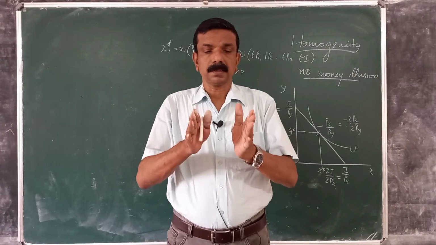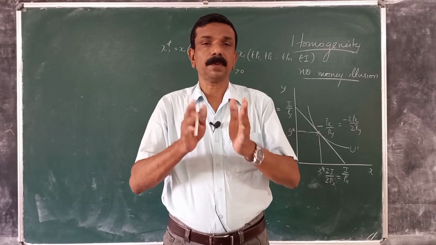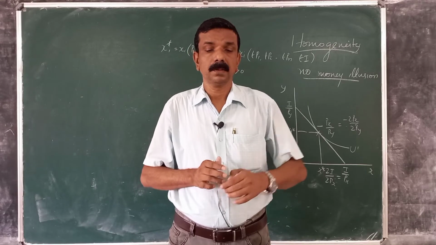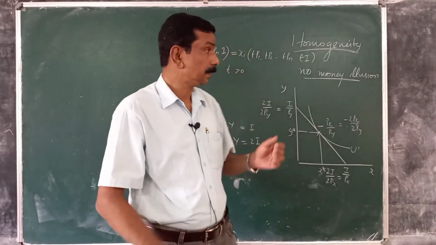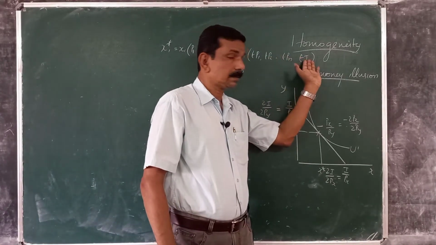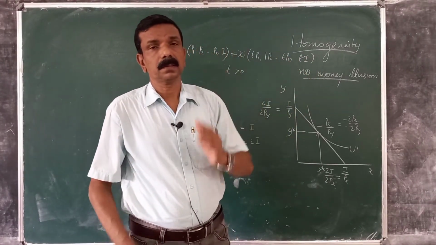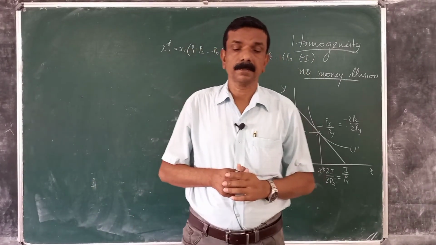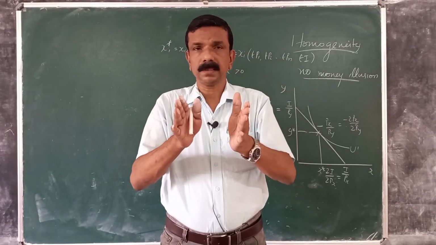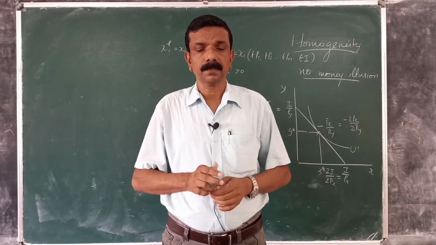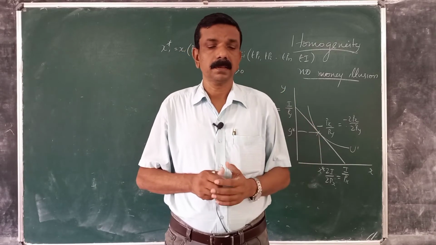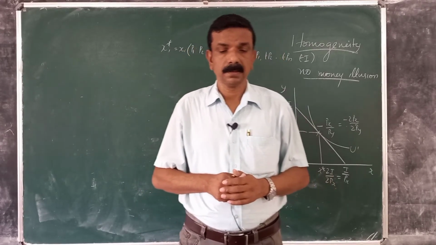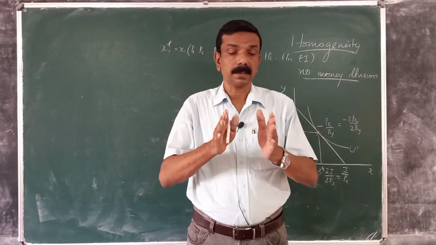So functions that obey this property are known as homogeneous of degree 0 in all prices and income. That is, if you change the prices and income in the same proportion, quantity demanded is not affected.